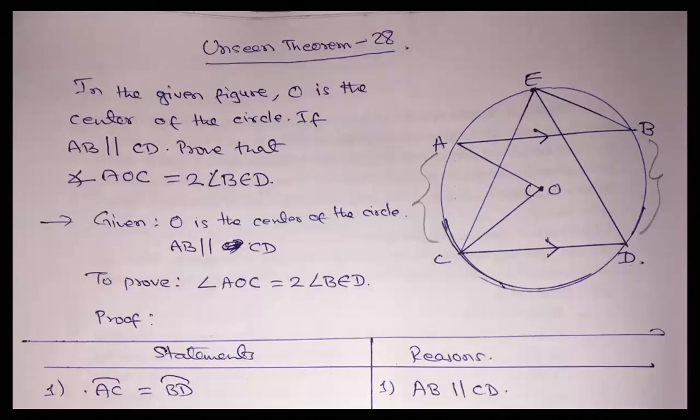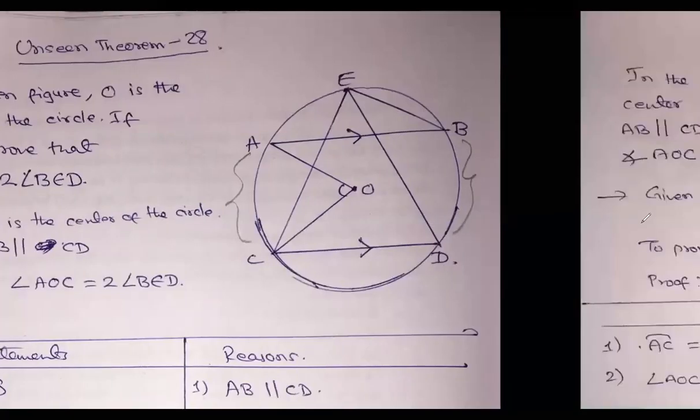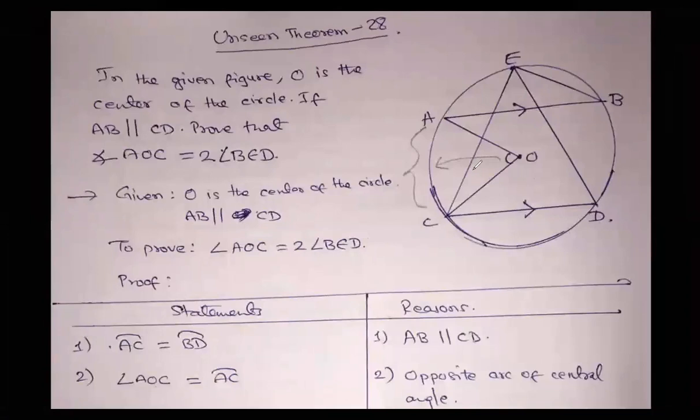they are going to be equal. Why? Because AB is parallel to CD; this line and this line being parallel, these arcs are going to be equal to each other. After that, let us go to the next statement. Now, this is at the center. What is the relation between the angle at the center and the opposite arc? They are going to be equal, isn't it? The angle at the center is equal to the arc AC. Okay, so the opposite arc of a central angle, the central angle and arc, they are going to be equal to each other.